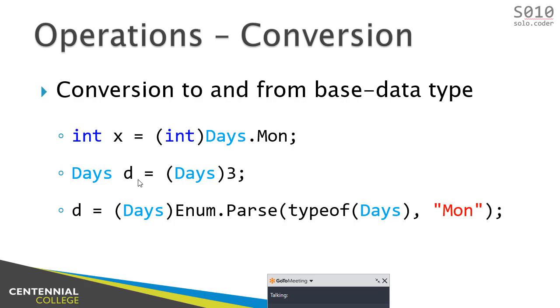Number 3 is just converting from a string to days, a more complicated way to make a conversion. D is days, and then we are converting the string mon to days, and then parsing that to days again. Just a complicated line. Let's forget about that line. Now, days 3 means the third data in the days.